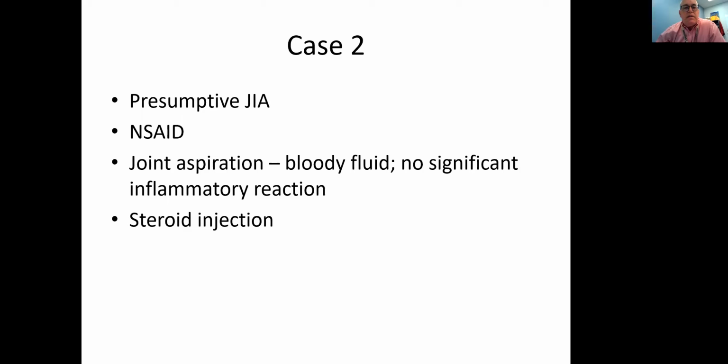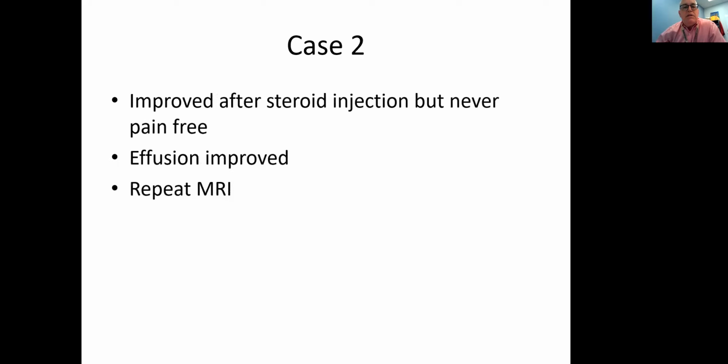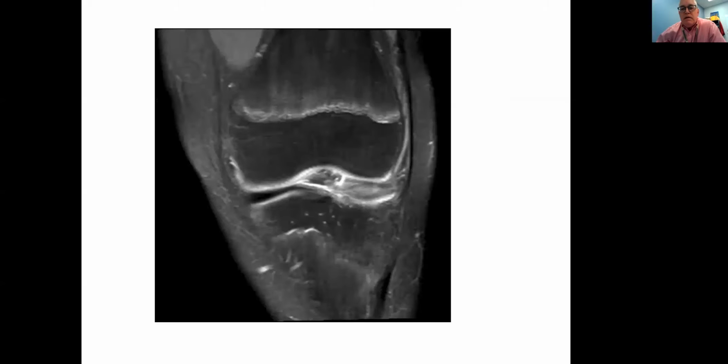We treated her with NSAIDs. We did a joint aspiration and steroid injection at the same time. She did not have much improvement. We did a repeat MRI. She had a discoid lateral meniscus.